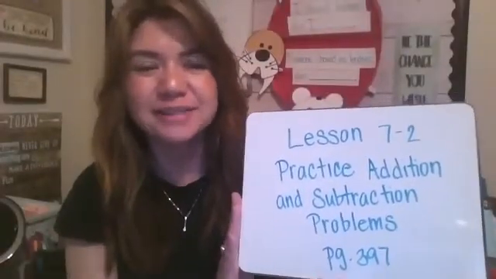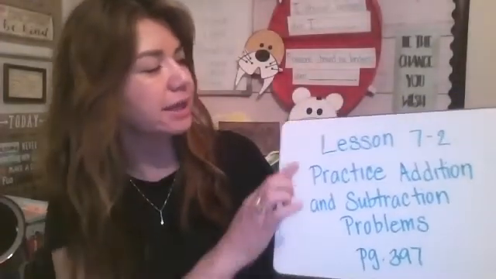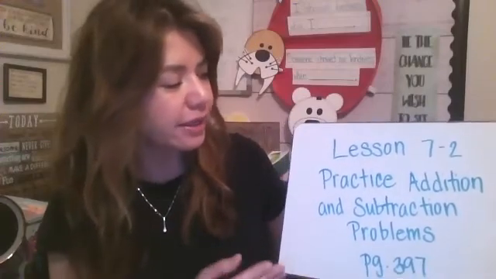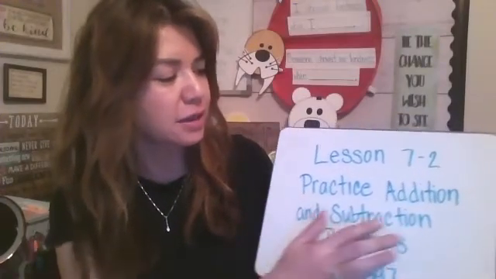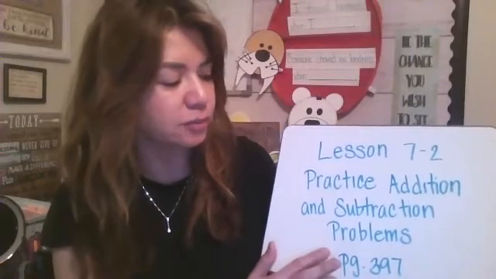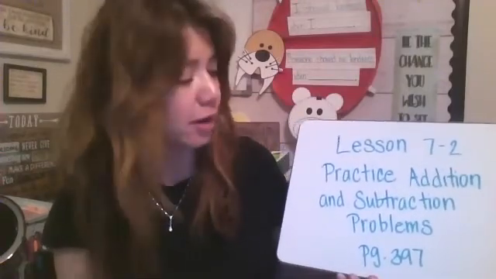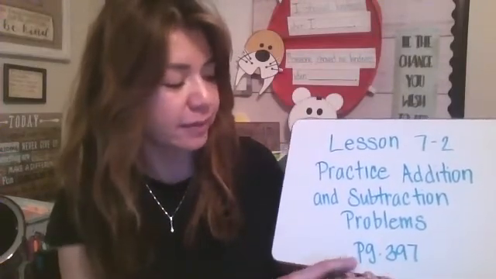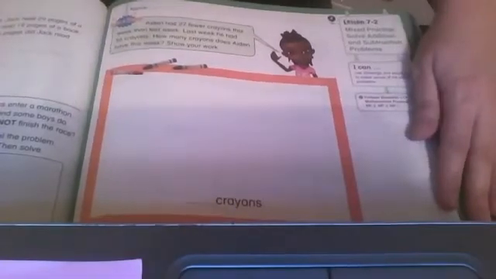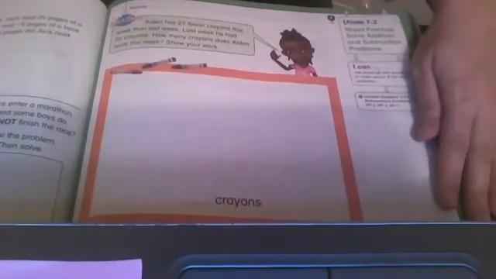Okay, hello second graders. Today we are looking at lesson 7-2. They're going to ask us to practice both addition and subtraction problems, and specifically word problems. We're going to find that on page 397. So you can please go ahead and take out your book, your pencil, and you can see here we're on lesson 7-2, and our page number is 397.